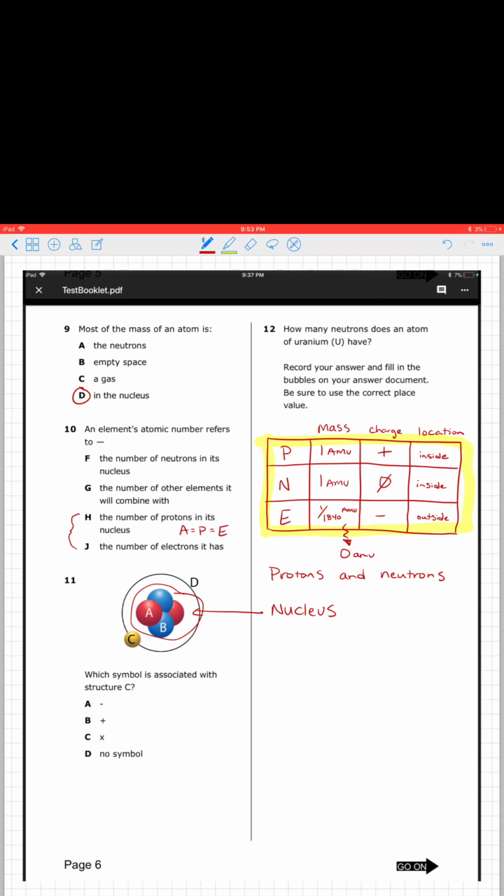The reason that H is the right answer for this one is because the number of protons, we're going to write it down here because it's super important. We need to write it really big. So protons determine an element's identity.